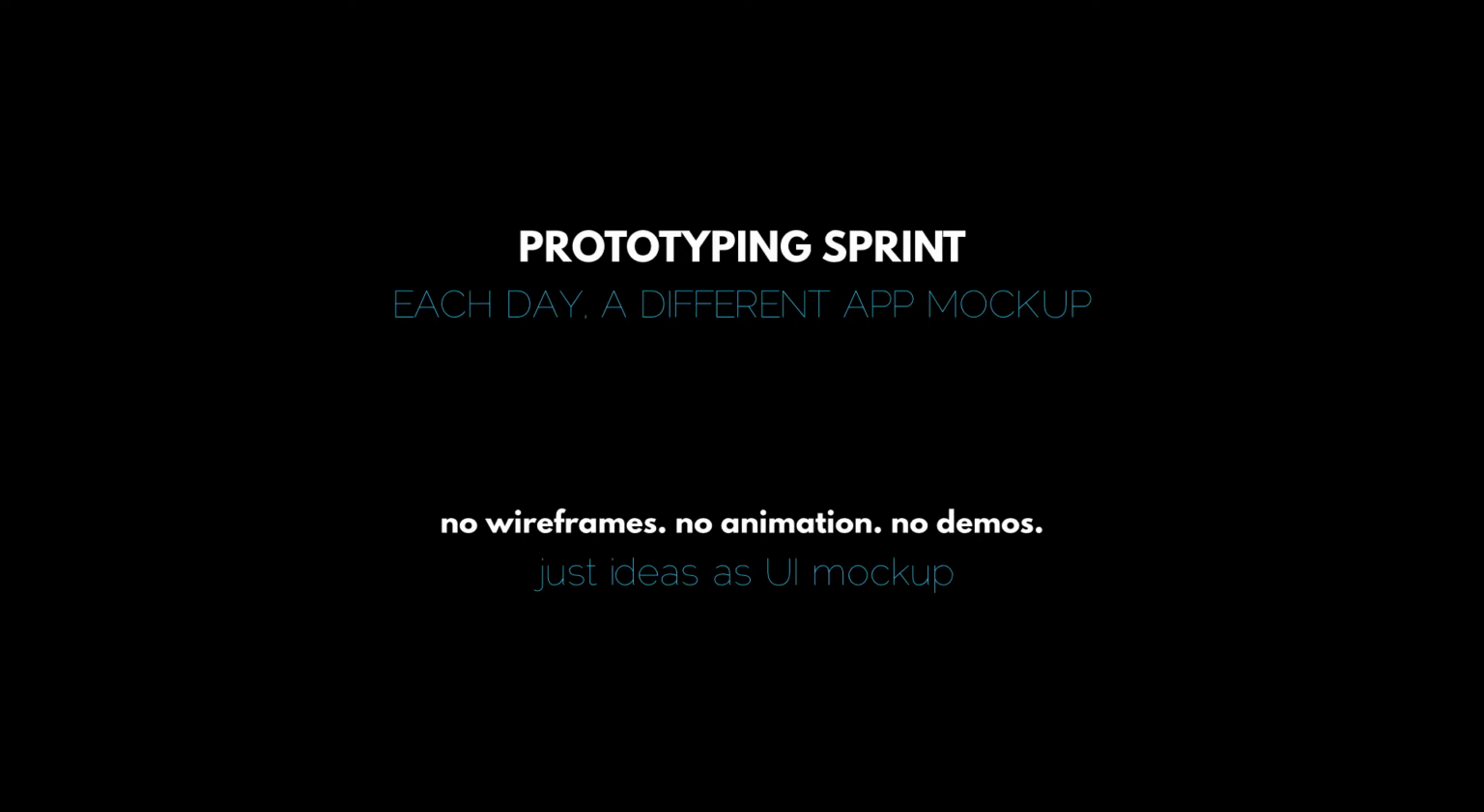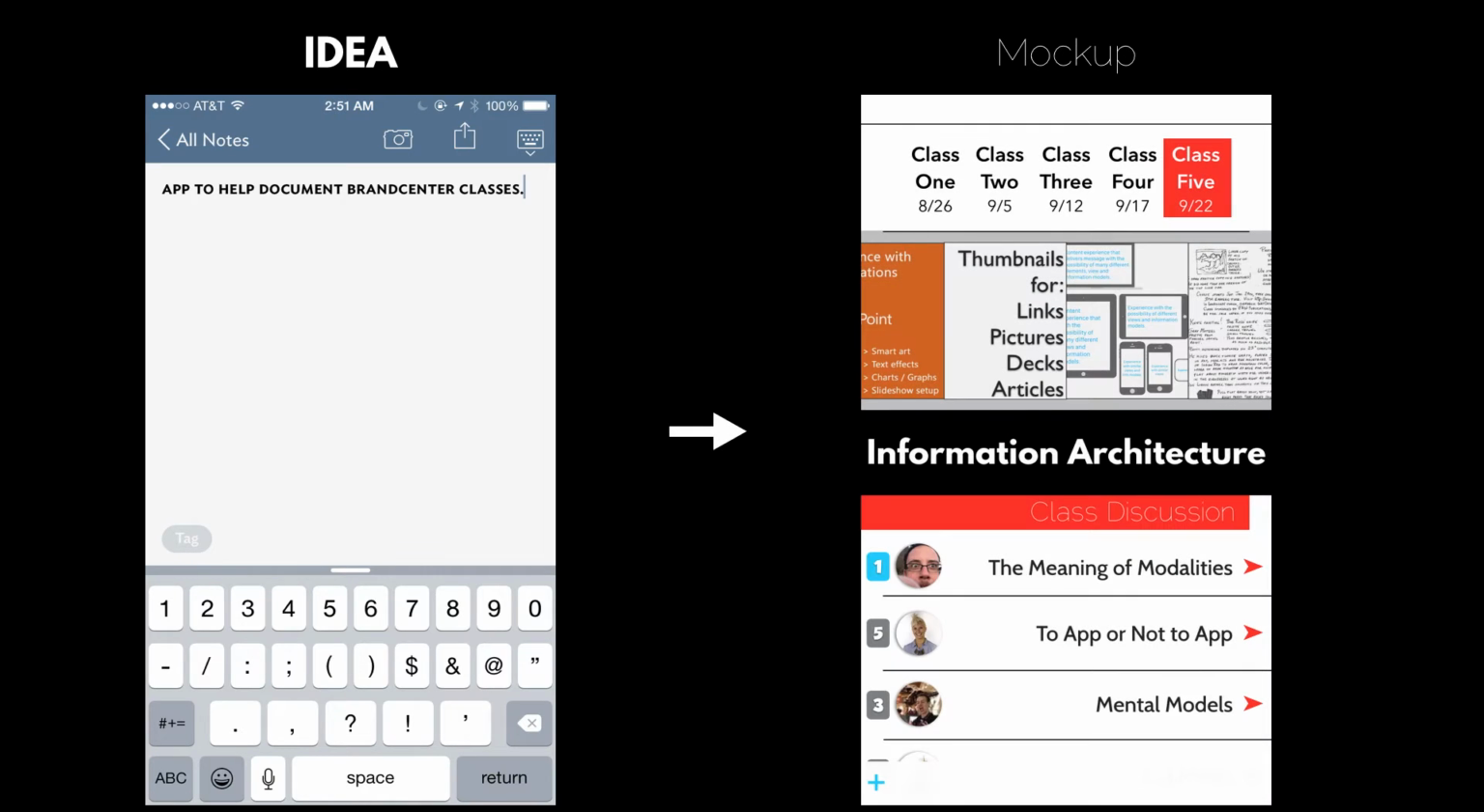So a couple months ago, I had an idea for an app that would let members of my class at Brand Center document our sessions and topics that we discussed in class. So I wrote that down in one of my note-taking apps for my iPhone. Well, today we're going to prototype that idea with the prototype method, and by the end of our session, we'll have a rough prototype that took a couple of hours to make and will look something like this. Okay, well, let's move on to our prototype method.